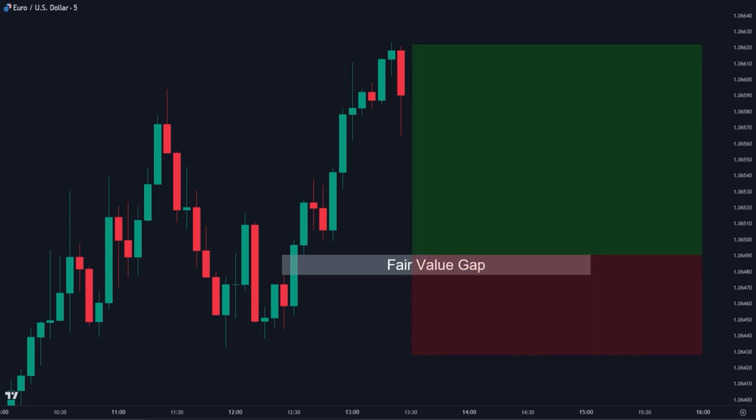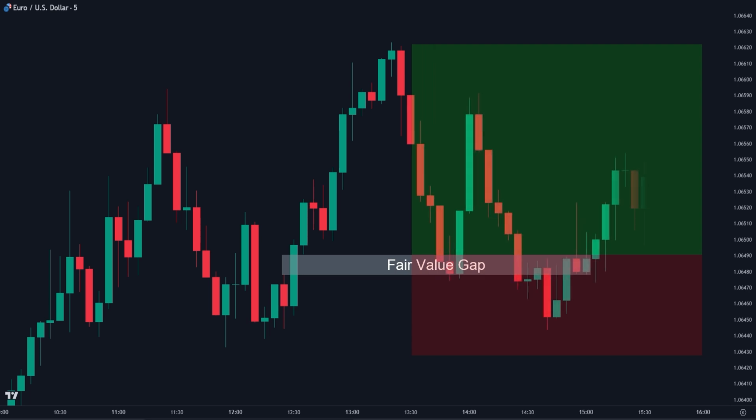Now, we can place a buy order at the start of the fair value gap area and put our stop below the swing low. Our first target is the nearest high in front of the price, and we can target the higher time frame key levels for our next targets.